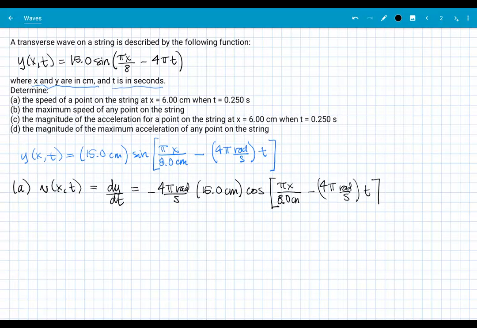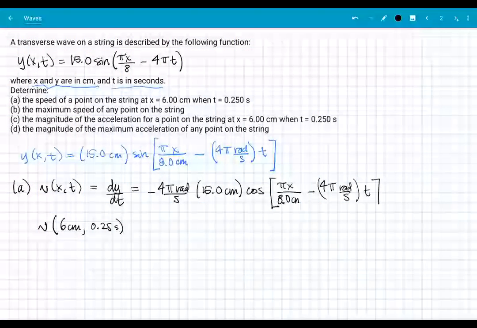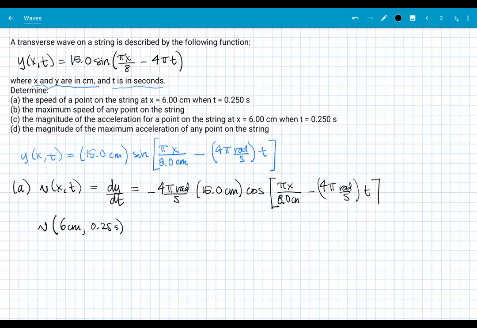And all I have to do then for that function, they're asking me for the speed at a particular place at a particular time. So they're asking me for the speed at x equals 6 centimeters, right? At t equals 0.25 seconds. And what's more is they're just asking for the speed, not the velocity.